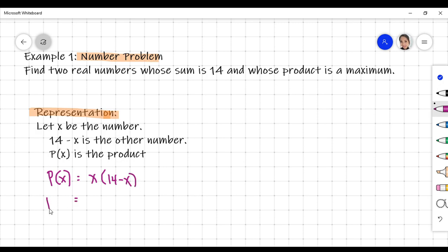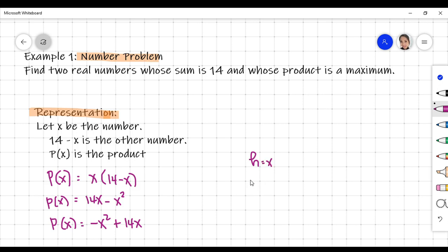So this is a quadratic function. P of x equals 14x minus x squared, or in the standard form, P of x equals negative x squared plus 14x. If we can solve for the h, then we can substitute the value of h to our x. Okay, so let's solve for the h. The h is actually our x, right?